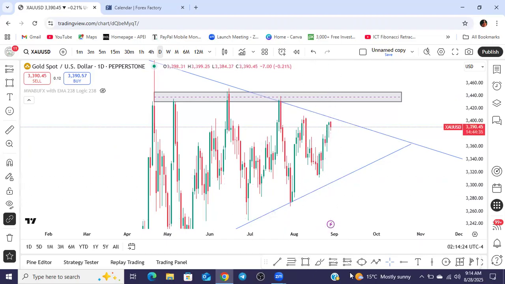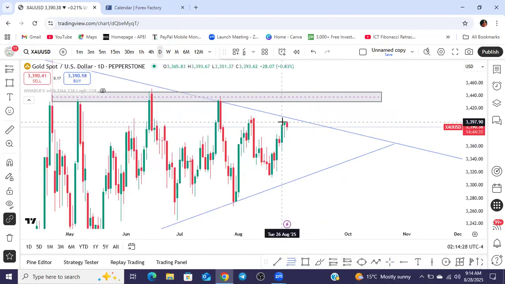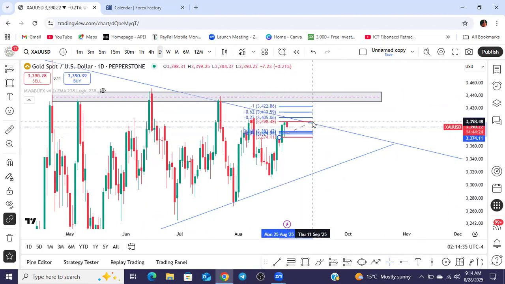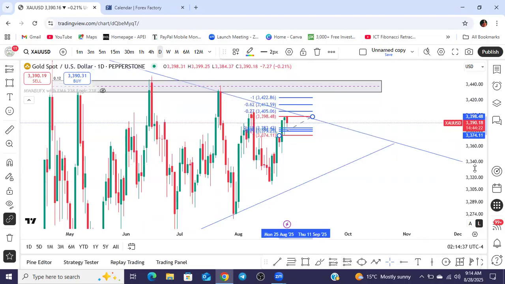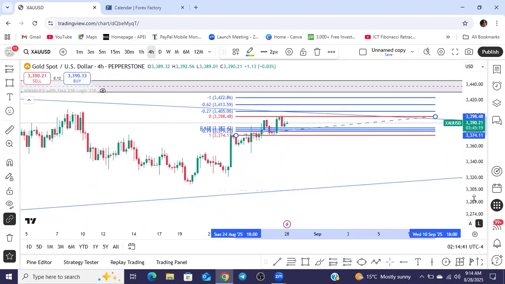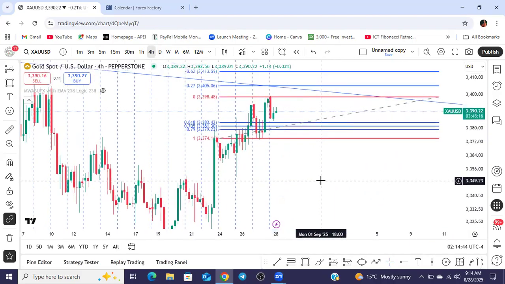Okay, so what I'll be looking at, or what I was trying to show, is possible retracement, and this retracement I'll be looking at in terms of yesterday's highs and lows. This is the daily candle, yesterday's highs and lows. So if you come to the 4-hour time frame, we see what I'm talking about.